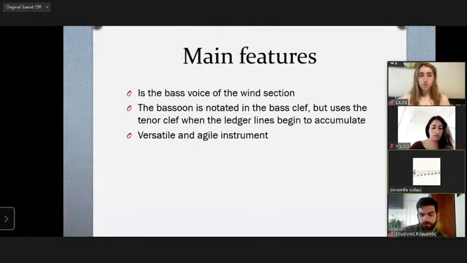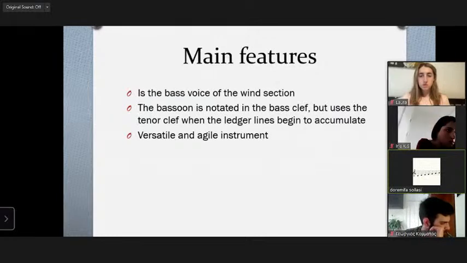Sometimes we think that big instruments are not agile instruments, and sometimes that is true. For example, the tuba is not a very versatile or agile instrument. It has some limitations, let's say. But the bassoon is a big instrument that is versatile and agile. It can play a lot of different dynamics, and it can play long notes, very fast passages, or staccato passages. So keep in mind that the bassoon, although it is a big instrument, is agile.